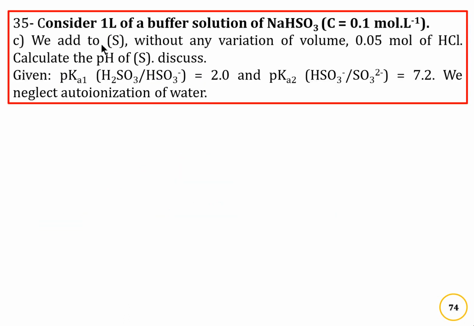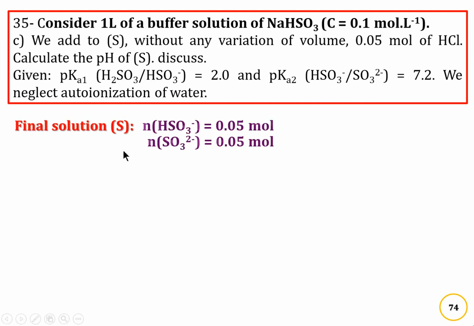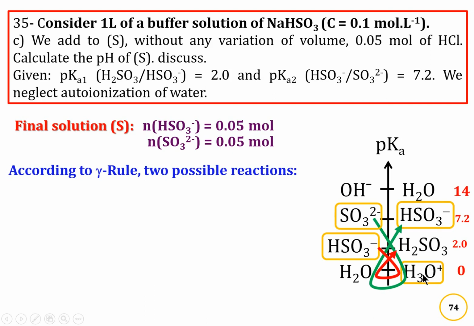We add to the solution S, without any variation of volume, 0.05 mole of HCl. Calculate the pH of the new solution. So the solution S initially contains HSO3− and SO3 2− of equal numbers of moles. When we add H3O+, according to the gamma rule, we will have two reactions.